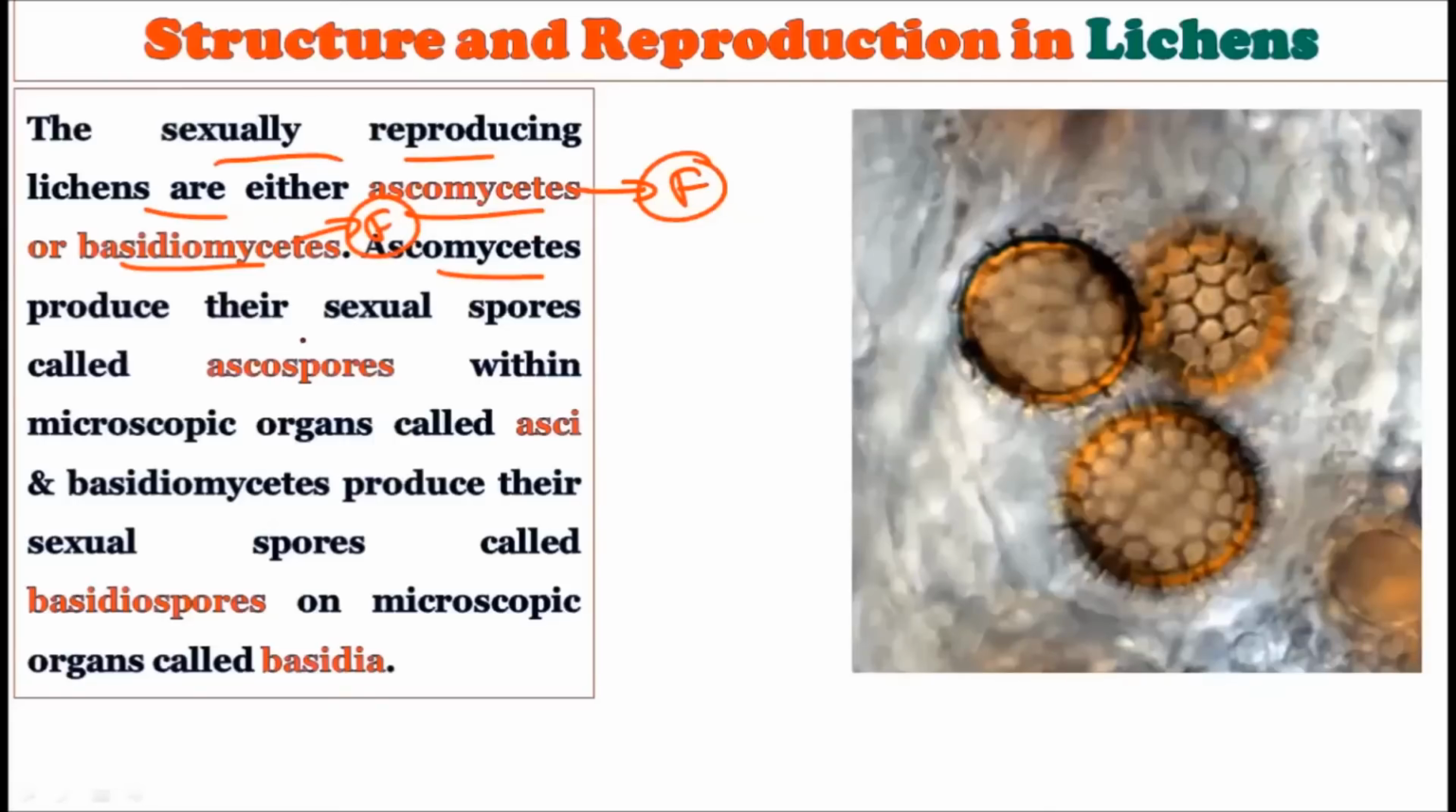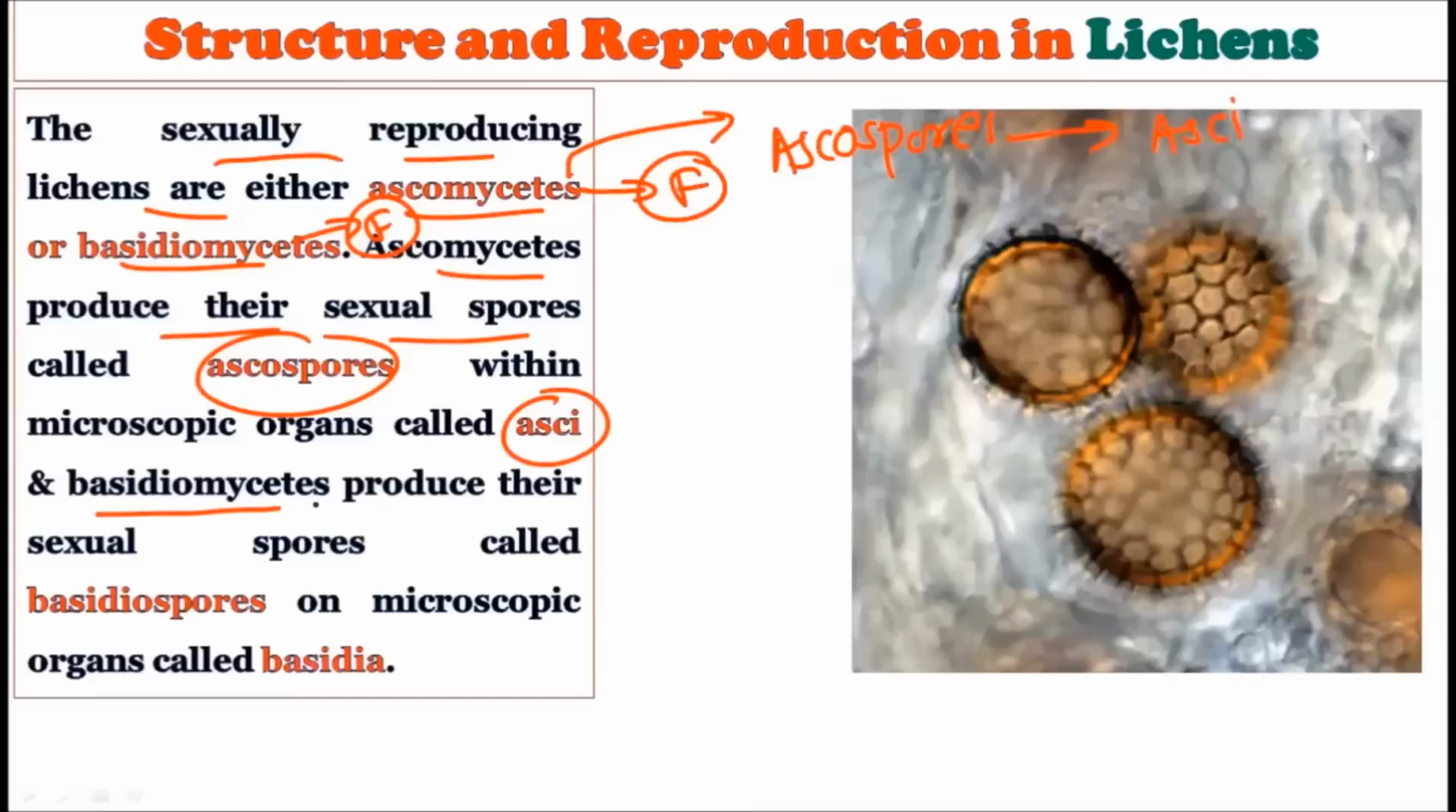Now, ascomycetes produce their sexual spores called ascospores. So if the fungal partner belongs to the ascomycetes, it produces sexual spores called ascospores, and these ascospores are produced in a special microscopic structure called the asci. Whenever there is a basidiomycete member in the lichen, it will produce sexual spores called basidiospores, and these basidiospores are produced in a microscopic structure called the basidia.